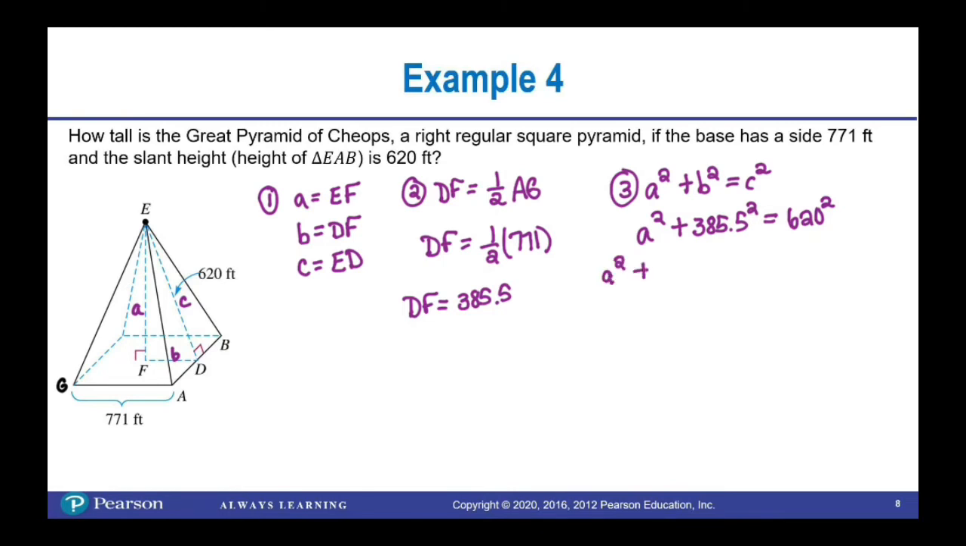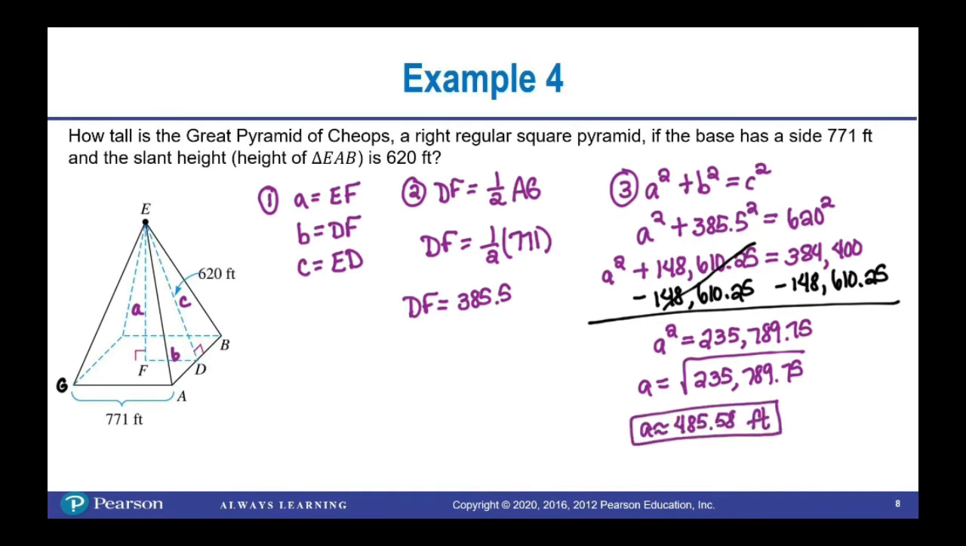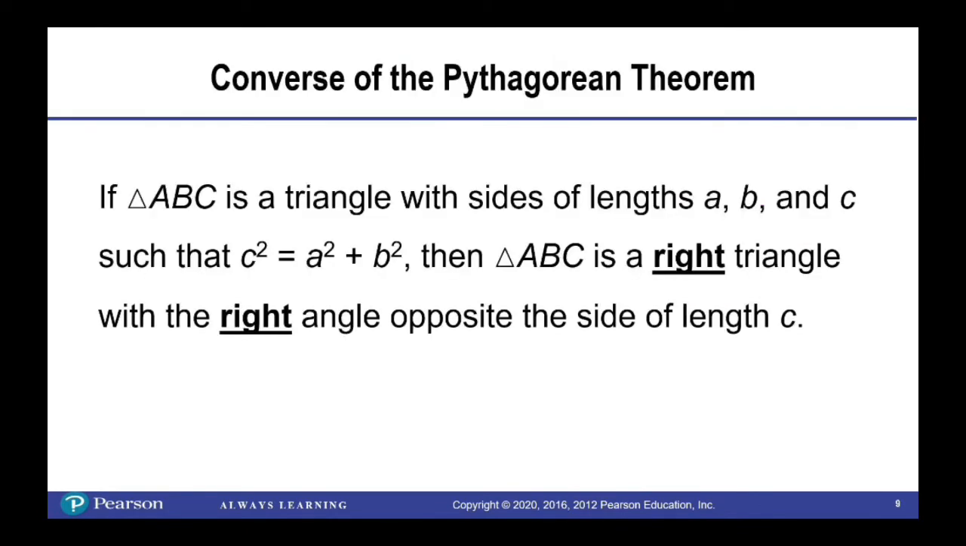Type in 385.5 squared into your calculator, as well as 620 squared into your calculator. Subtract 148,610.25 from both sides to solve for A squared. Use the square root property, so A is the square root of 235,789.75. Type this into your calculator and you get that A is approximately 485.58 feet.